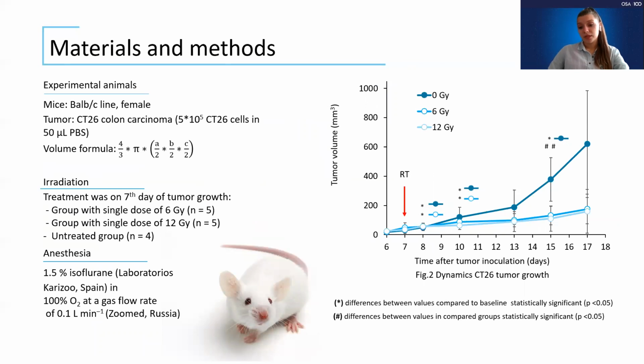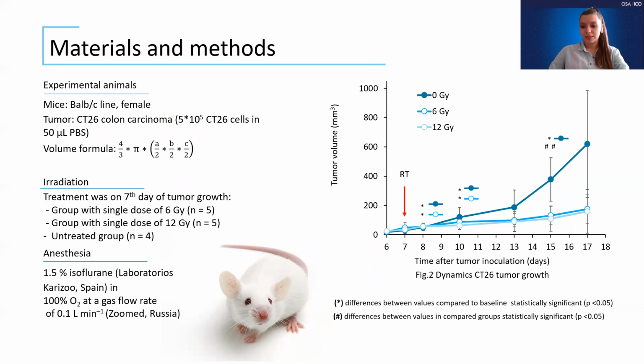The experiments were carried out on 14 six-week-old female Balb/c mice bearing murine colon carcinoma. Irradiation was performed on the 7th day of tumor growth. Two groups of animals received a single dose irradiation of 6 gray and 12 gray locally. Optoacoustic investigation was performed before irradiation, as well as on the 1st, 3rd, 6th, 8th, and 10th day after it. Tumor volume was measured on the same days. Tumor volume was calculated by the formula shown on the screen.